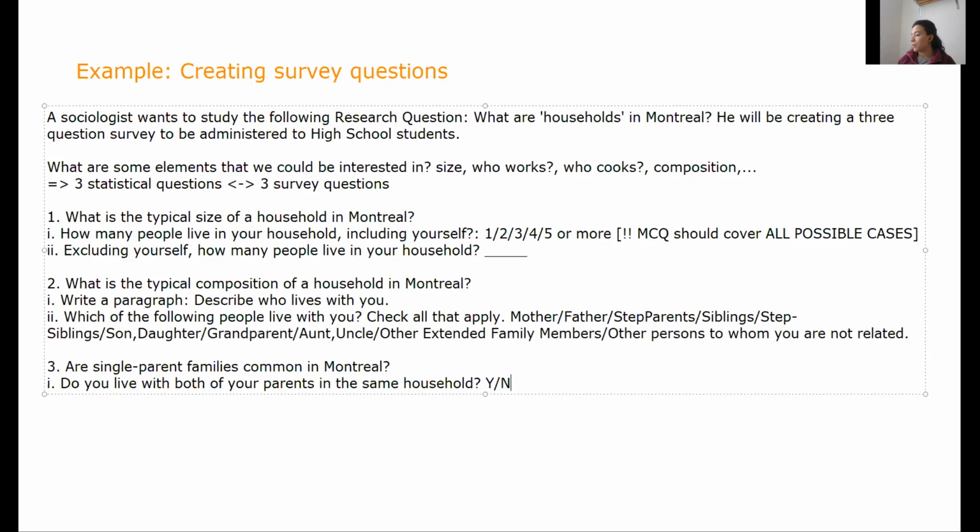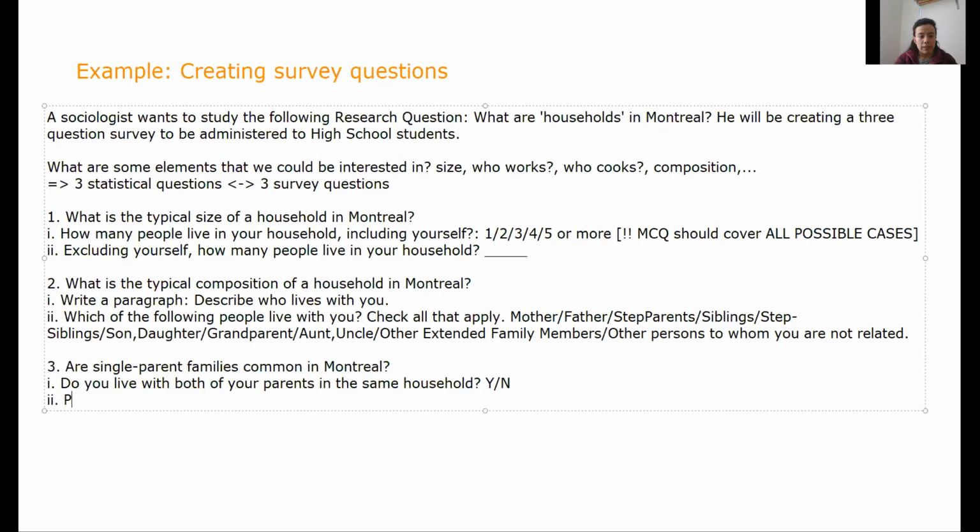Because you might be a part of a family in which you don't live with both of your parents, you live with a step parent, but still it's not a single parent family, right? So again, this is a close-ended question that might be useful because it's easy to deal with, but it's not necessarily targeting the question that I'm trying to answer.